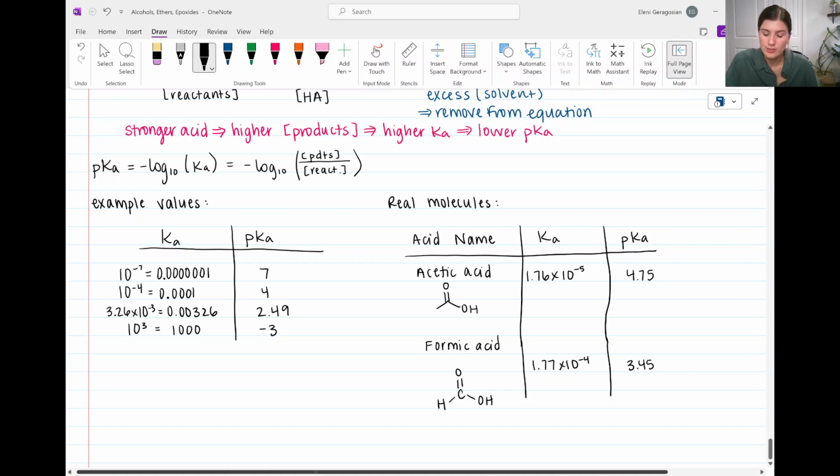So a small change in the pKa values correlates to a pretty large change in Ka values. But again, we use pKa because these are simpler values to work with. Working with something times 10 to the negative fifth or negative 4 or 3, or 3.26 times 10 to the negative 3, those are all either really large or really small values. And so being able to compare using pKa is simpler and more straightforward to work with.